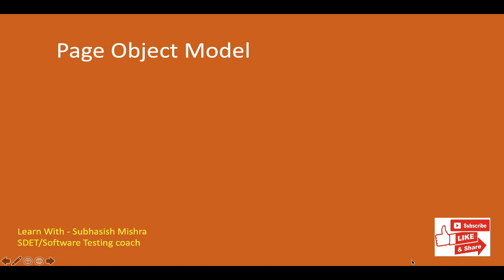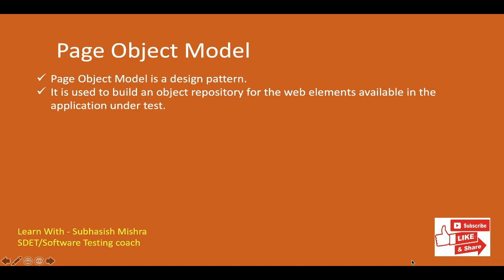Today we'll learn about page object model and how we will implement it in our protractor test. Page object model is a design pattern used to build an object repository for the web elements available in the application under test. Page object model is very popular in the industry and many companies are using it because of its easy test maintenance and it reduces the duplication of the code.